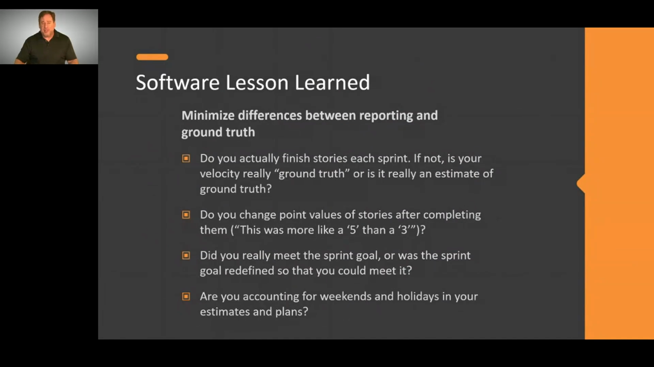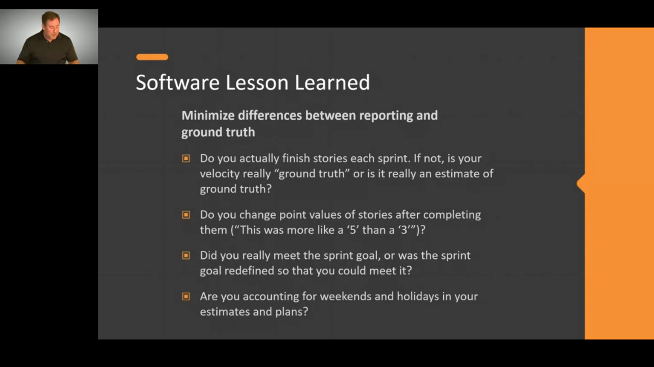In an agile context, we see a lot of examples of this. Do you actually finish the stories each sprint? If you're giving yourself credit for a story and it's actually not quite finished, then you're inserting a gap between the ground truth and your reporting of the ground truth. Do you change the point values of stories after you've completed them? You say, yeah, we assigned it a 3, but it really felt more like a 5, so you change it later. That inserts some distance between the ground truth and the reporting. Did you really meet the sprint goal?